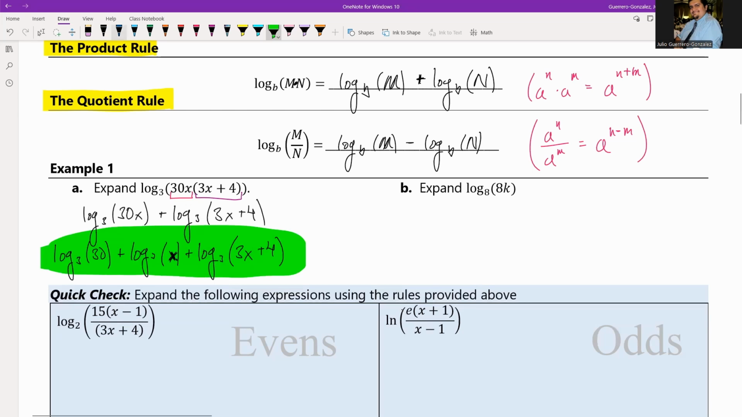Now, the next one. Hopefully you guys see there's an 8 that I can separate away, and then there's the k. So I can say this is log base 8 of 8 plus log base 8 of k. Hopefully you guys are observing this: log base 8 of 8, we have a rule for that. That becomes 1.